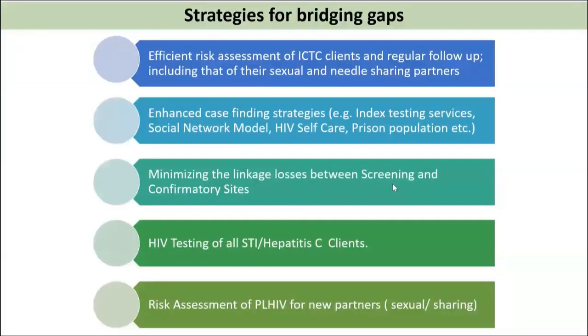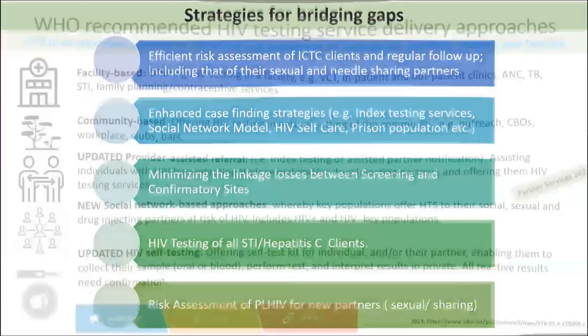Minimizing the linkage loss between the screening and confirmation. We have observed that from the community-based screening site or from the FICTC to the standalone ICTC, there is a gap in linkages. That gap needs to be minimized to the bare minimum, and HIV testing needs to be offered to all those who have some STIs or hepatitis C, so that we can identify more if there are any, and sexual or needle sharing partners' risk assessment is to be done.